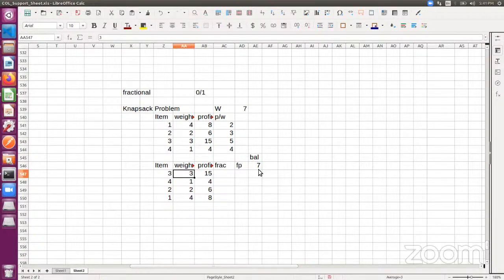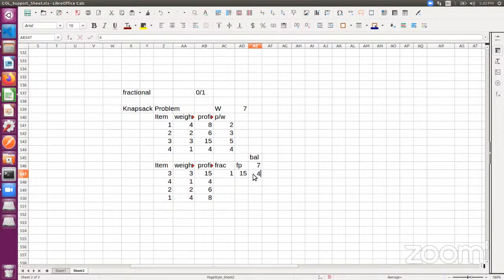So I'll be able to fit the entire item. So the fraction is 1. The fraction will be from 0 to 1. So 1 means the entire item, 0 means not taking at all. So taking the entire item, the fraction profit is 15 itself. Fraction profit is nothing but whatever fraction you're taking multiplied by the profit. Very simple. And what is the balance?